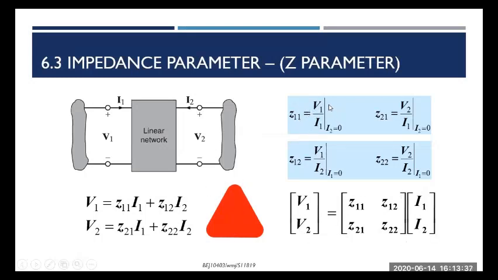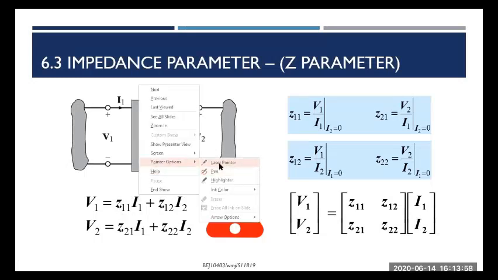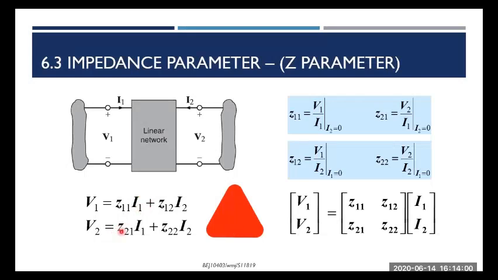Or this also can be related by setting your I2 equals to 0. By setting your I2 equals to 0, you actually try to find Z11 and Z21. By setting your I1 equals to 0, you actually want to find Z12 and Z22. So in one time, you can only define I2 or I1 equals to 0, in order to make sure that you can find the Z parameter at a particular terminal.